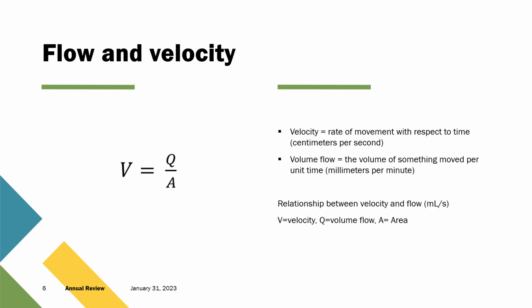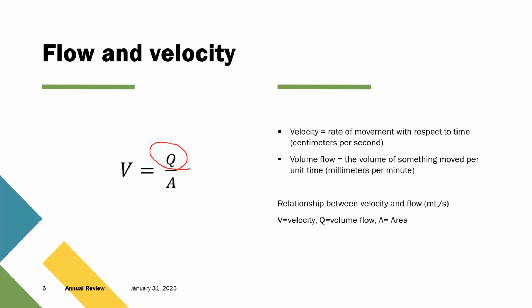Now, flow and velocity are related. So flow is represented by a Q. That's how much of the fluid is moving through at a moment in time. So we can look at this relationship where velocity equals our flow over the area. Now, velocity is the rate of movement with respect to time, so we're going to express our velocity in things like centimeters per second. We would get to that velocity by looking at how much flow is occurring over a certain area.